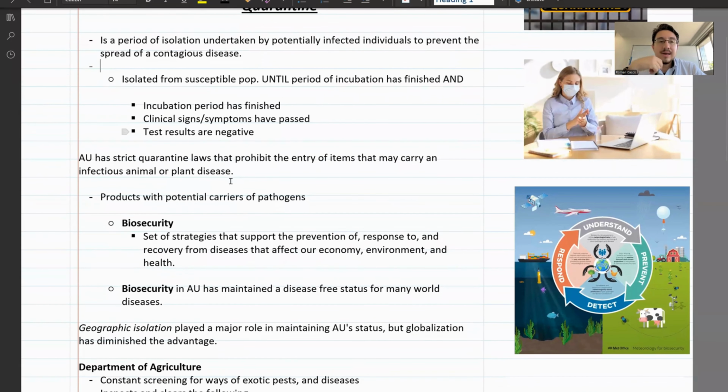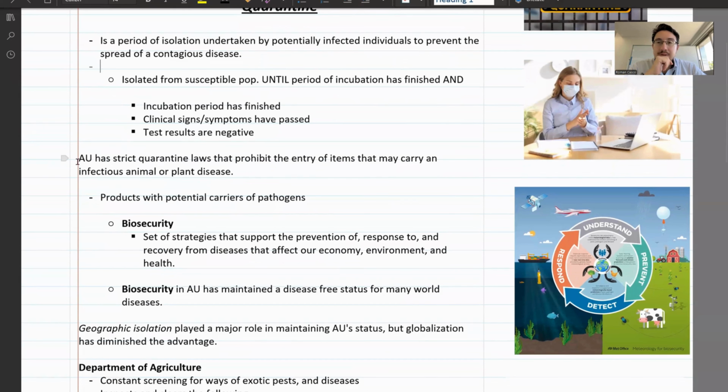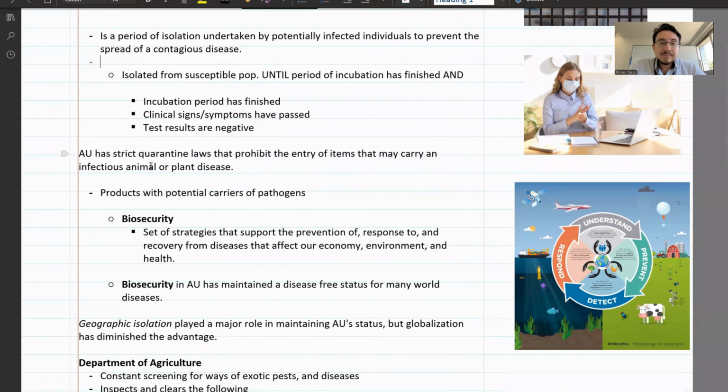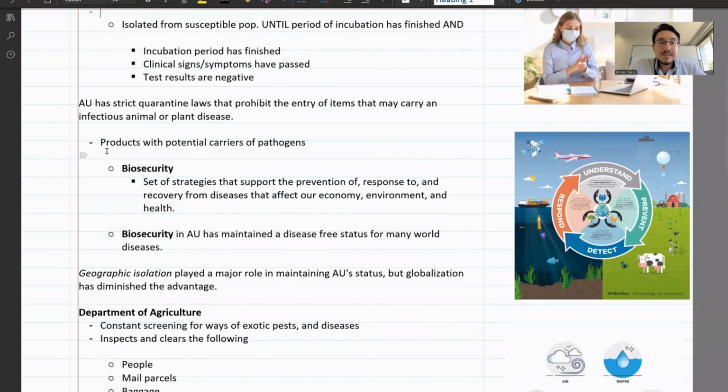Generally that's the case. And Australia does have strict quarantining laws, that apply not just to humans, but are also heavily regulated in terms of any items that can carry an infected individual, animal, organism or plant disease. This is especially true for chytridiomycosis and amphibians. Heavily regulated.